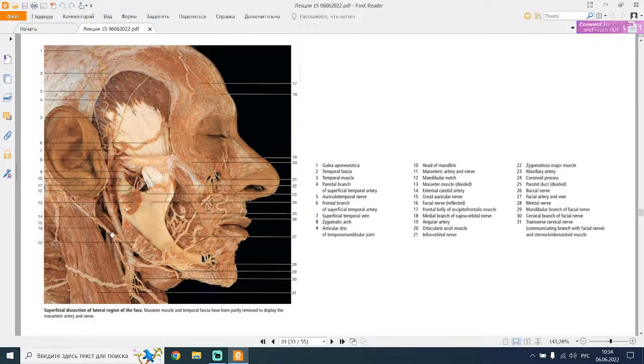What you see, this is a vein. This is artery and vein. Vena facialis and vena facialis. This vein is absent.